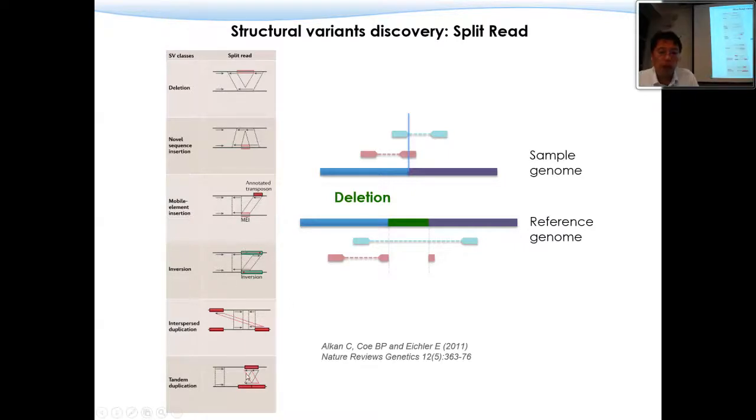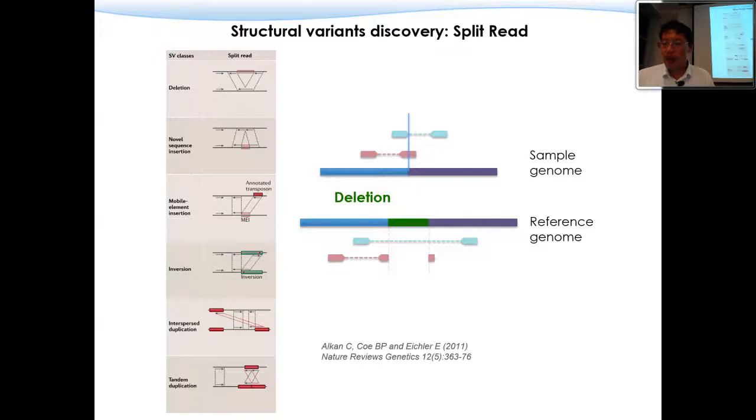So I'm not going to go through the remaining ones, but the point is, for the split read, your structure variation junction occurred in the middle of one of the two reads. So if you analyze the data properly, this will help you to identify different types of structure variation.